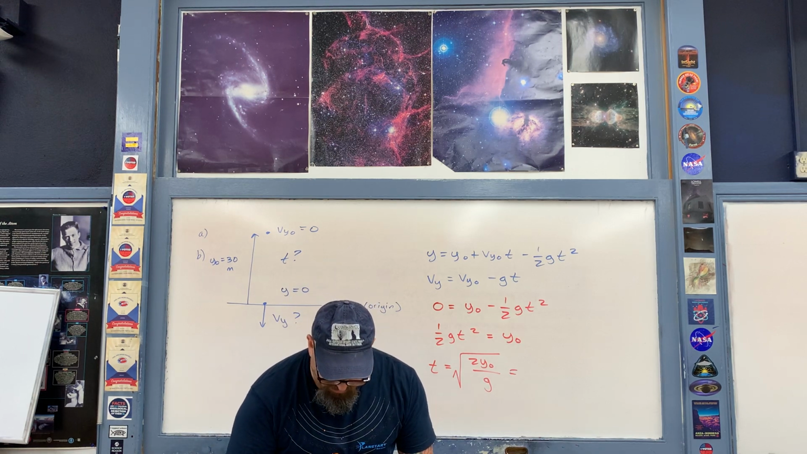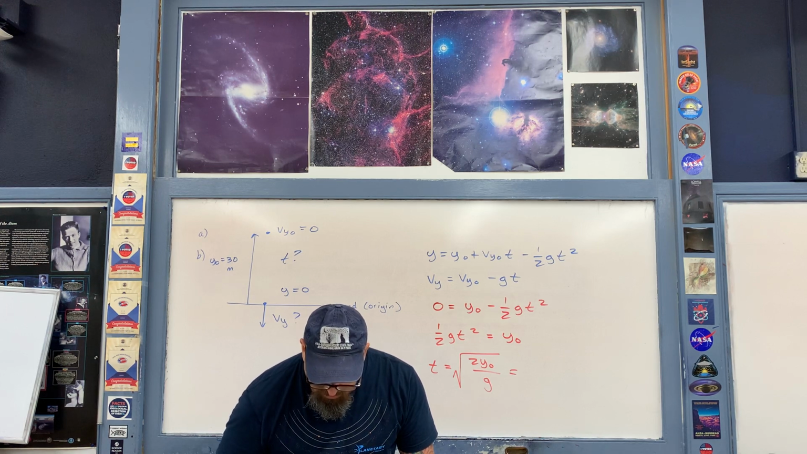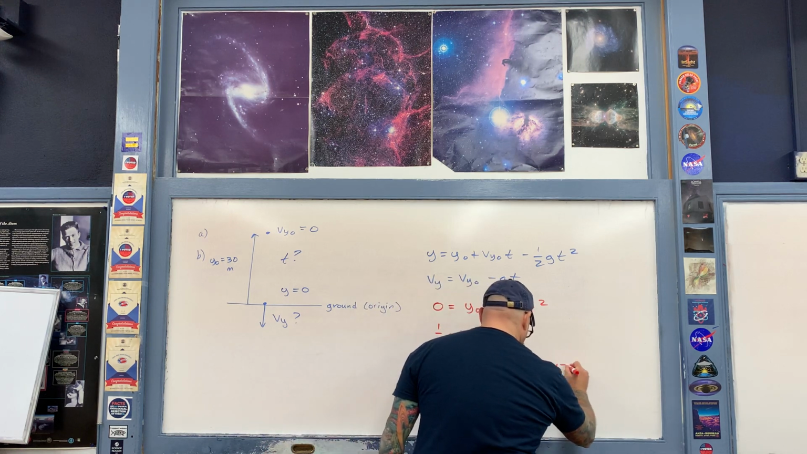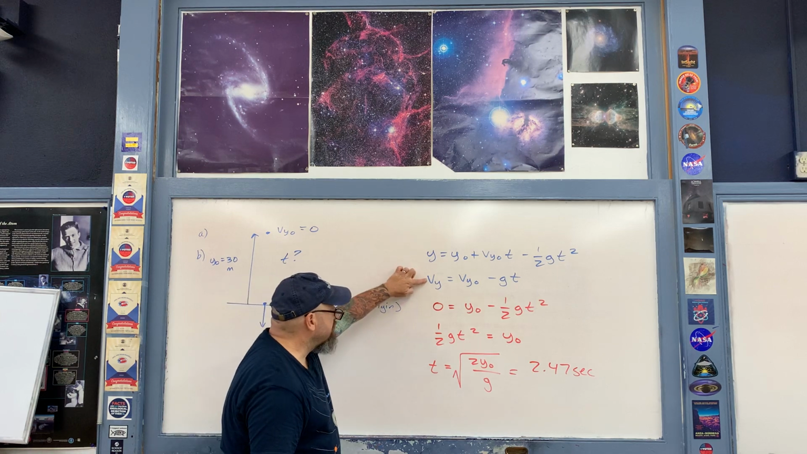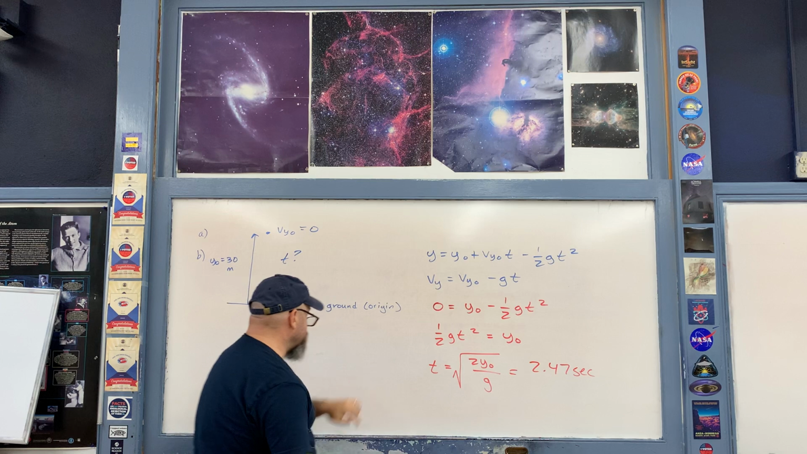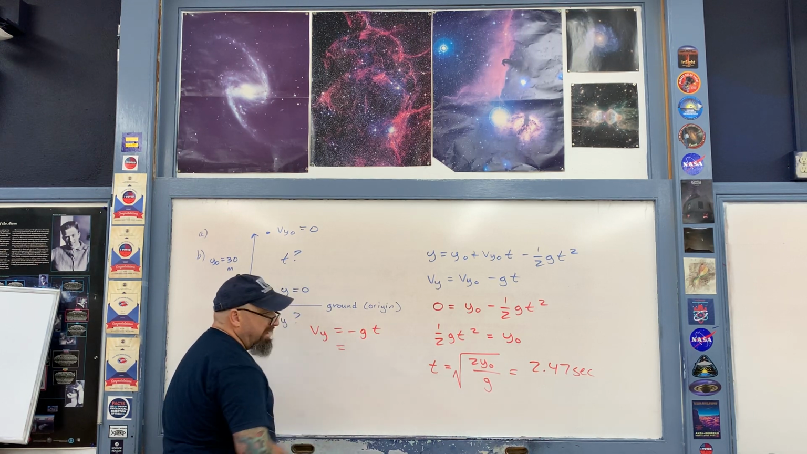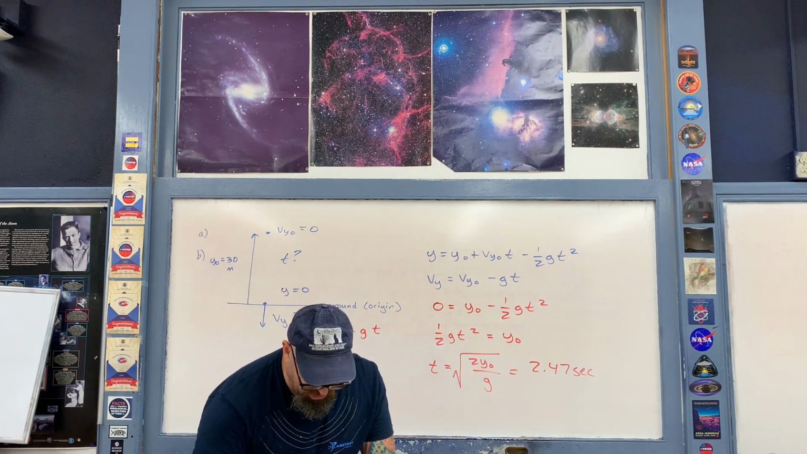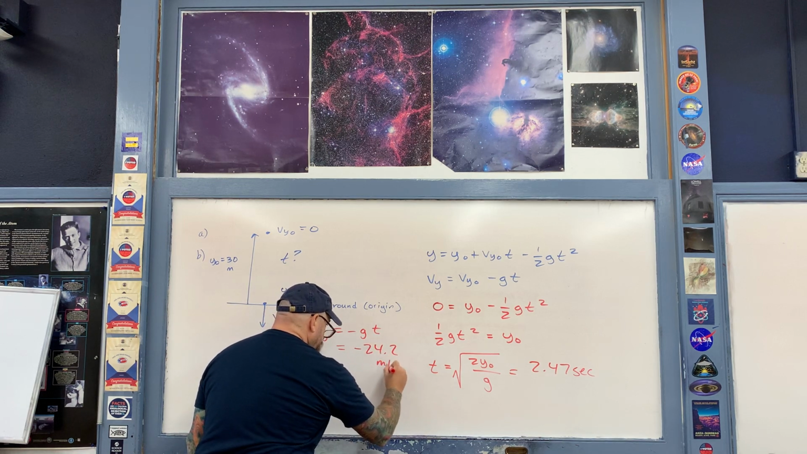All right, so let's go ahead and find that result. So square root of 2 times 30 and then divided by 9.8, and that works out to be 2.47 seconds. Okay, now that I have that time, let's now switch to the velocity equation. In the velocity equation, the initial velocity is equal to 0. So the equation becomes the following. And now let's just go ahead and plug in our numbers. 2.47 seconds multiplied by g, and I end up here with negative 24.2 meters per second.